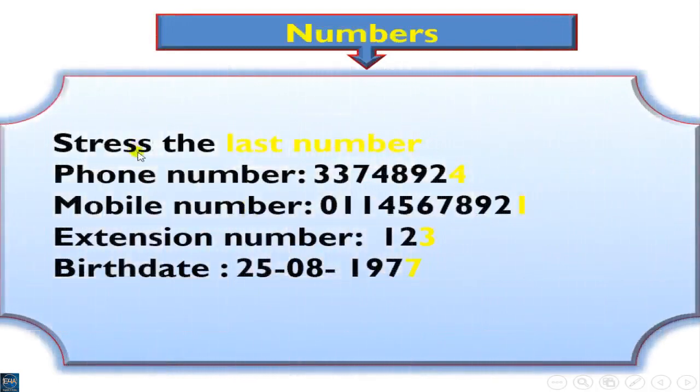Numbers. Stress the last number: phone number, mobile number, extension number, birth date. If I want to say any number, stress the last number. Phone number 33748924, you stress on 4. Mobile number 01145678921, stress on 1. Extension number 123. Birth date 1977, stress on 7. So again, we stress the last number: phone number, mobile number, extension number, birth date.